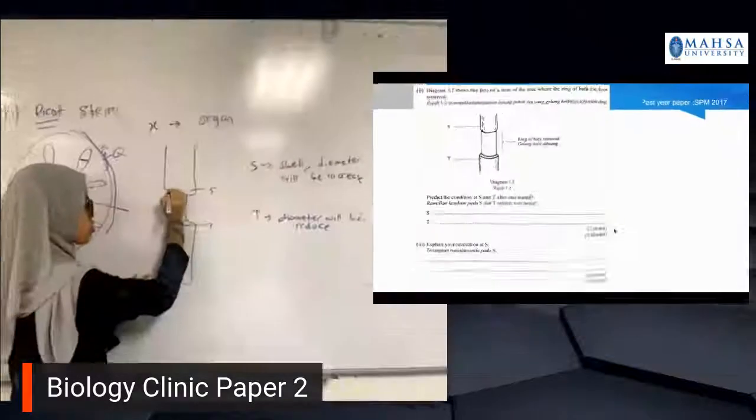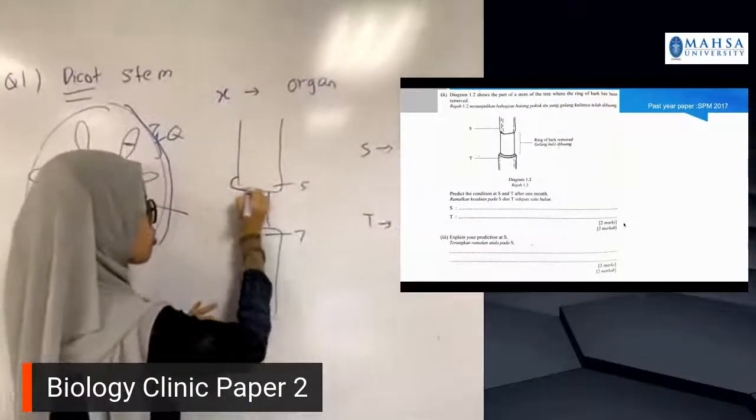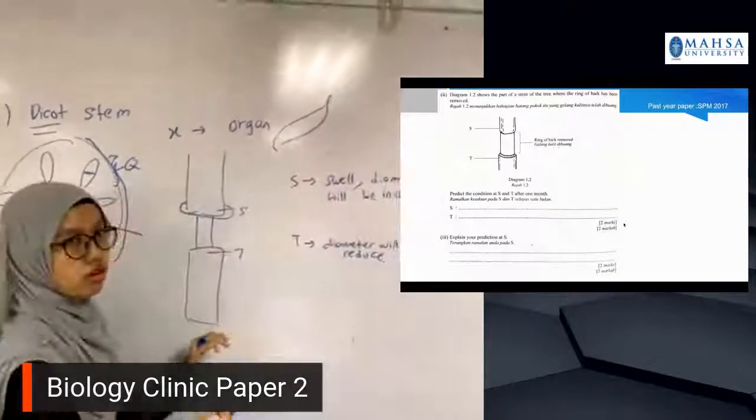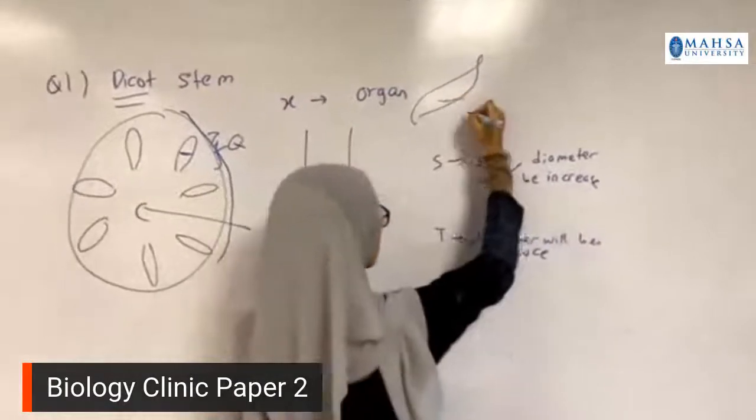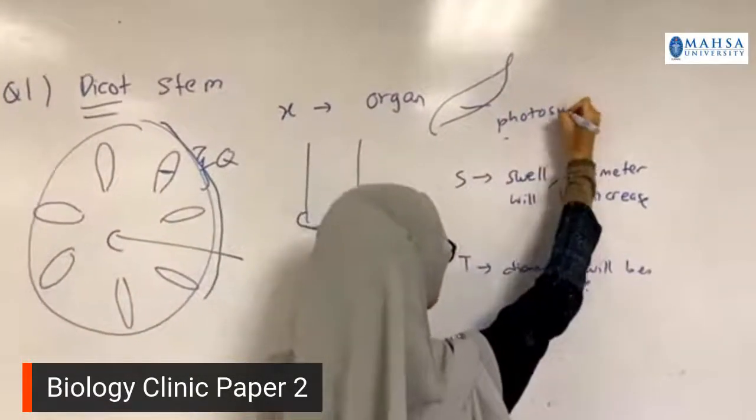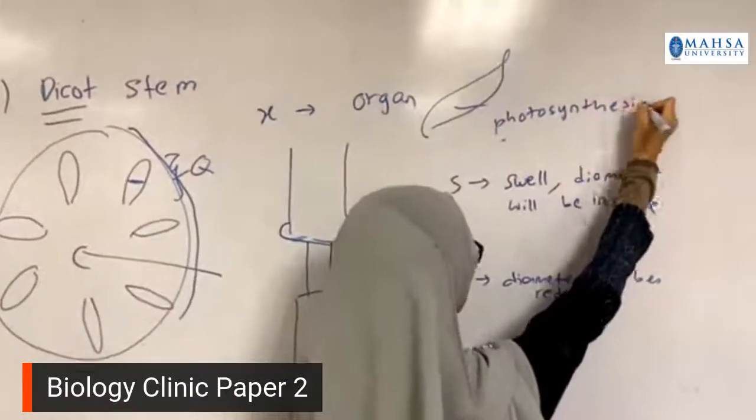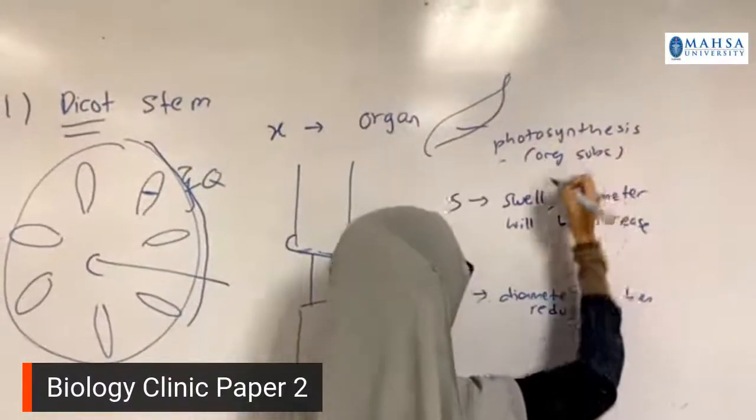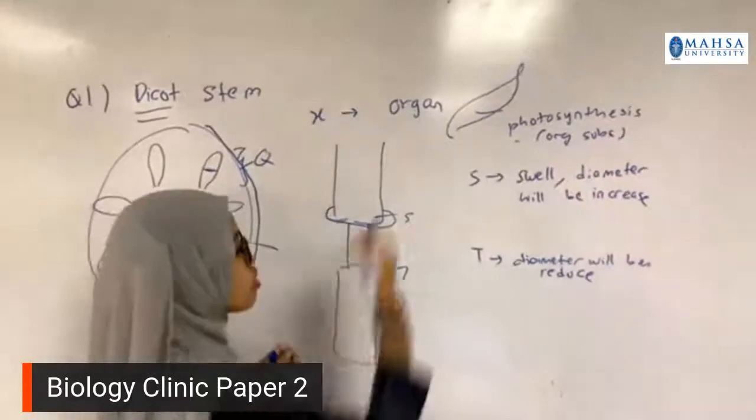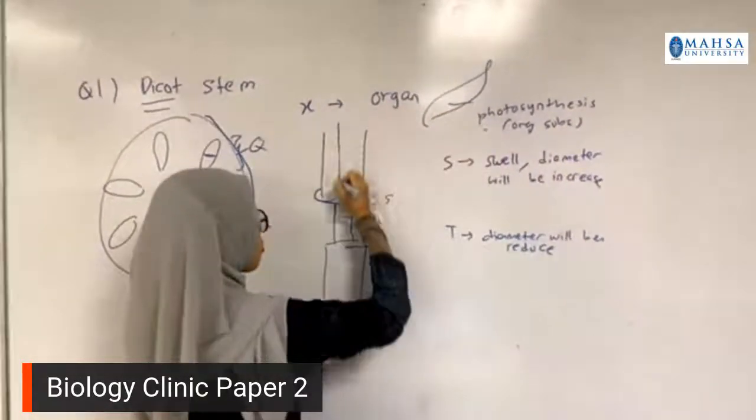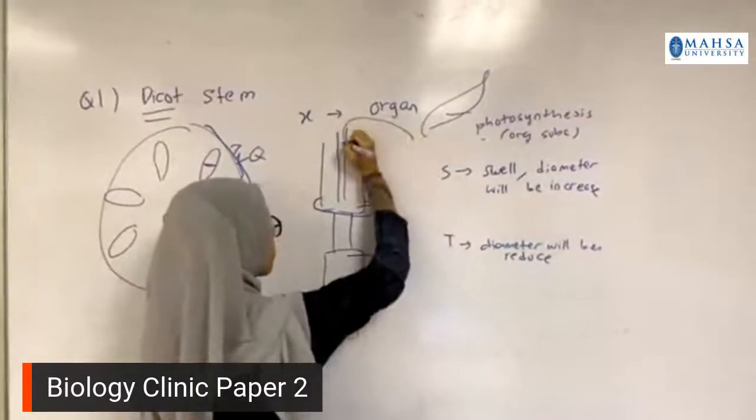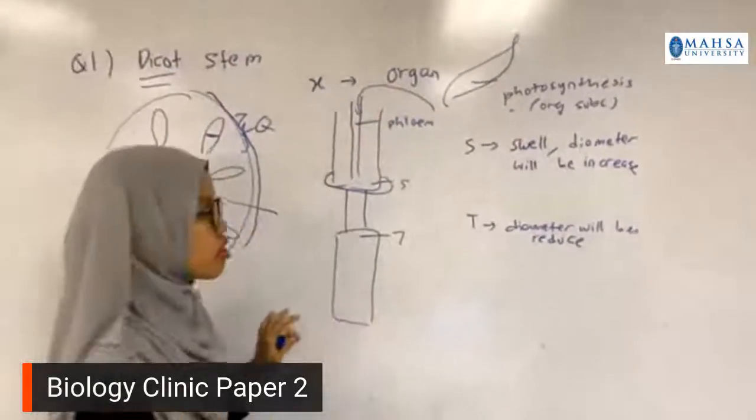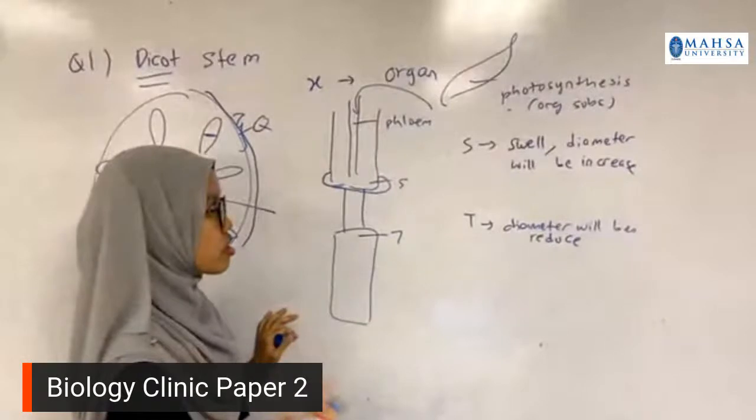Why does structure S swell? Because on top we have leaves. The leaves will undergo the process of photosynthesis. So we are going to produce food, which is the organic substance, for example, sucrose and so on. That organic substance is going to move and flow into the phloem. The function of the phloem is to transport the organic substance.